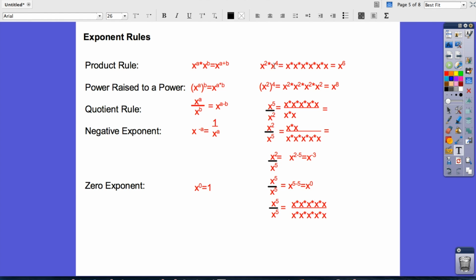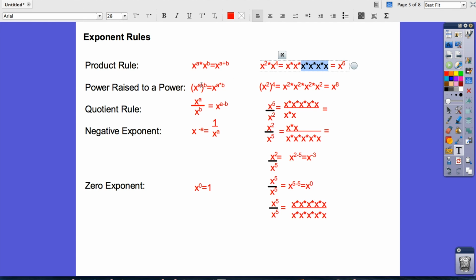So x squared times x to the fourth can be written as x squared times x to the fourth. And if you count how many x's are listed, there are 6. If you add up the 2 and the 4, you also get 6. So it's x to the 6th.